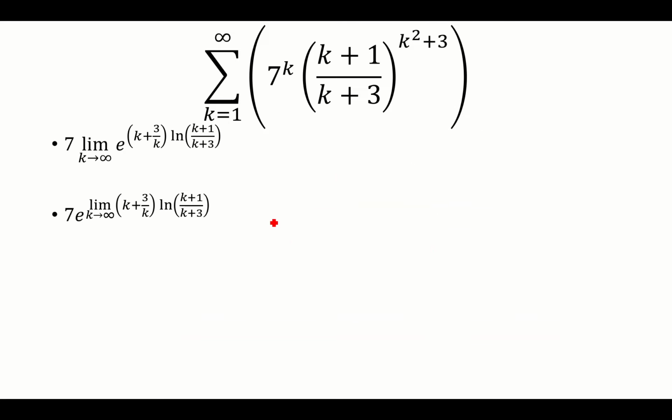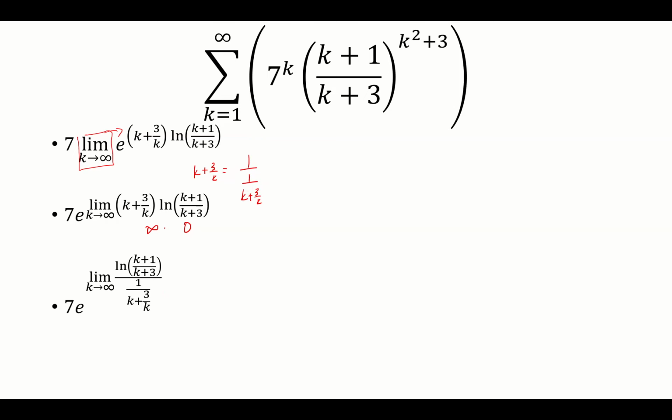Okay, the next step here, I'm going to bring the limit as part of the exponent. So it's e to the limit of k plus 3 over k times ln of k plus 1 over k plus 3. From here, I'm going to rewrite this because right now, ln of k plus 1 over k plus 3 goes to 0. K plus 3 over k goes to infinity. We have infinity times 0. That's not quite what we need for L'Hopital's rule, so we'll just bring the k plus 3 over k as just 1 over k plus 3 over k.